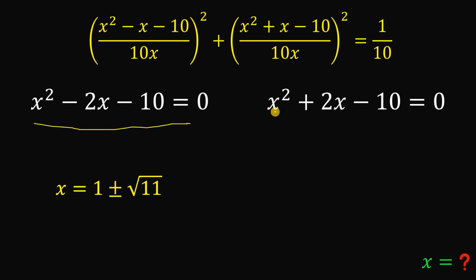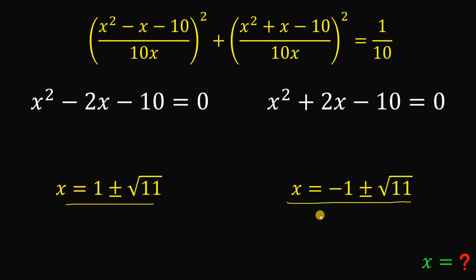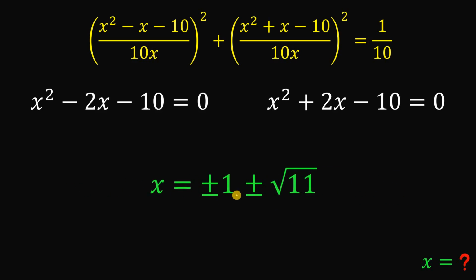Now if we use again the quadratic formula for the second equation, we get x equals negative 1 plus or minus square root of 11. And this is the value of x that satisfies this equation. Of course, we can combine these two. So we can rewrite these two as x equals positive or negative 1 plus or minus square root of 11. So we found 4 possible values of x.